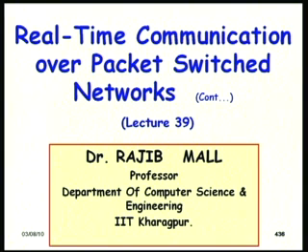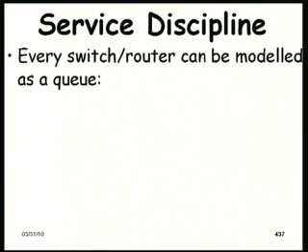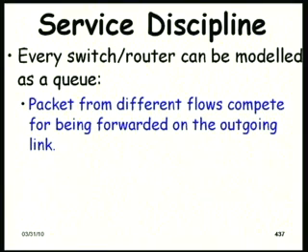So, we were trying to discuss the service discipline, and we were saying that the traffic becomes distorted as it proceeds in the network, and the service discipline's responsibility is to reshape the traffic to its original characteristic. So, let us proceed from that point. The service discipline, we had said, can be thought of as a queue.